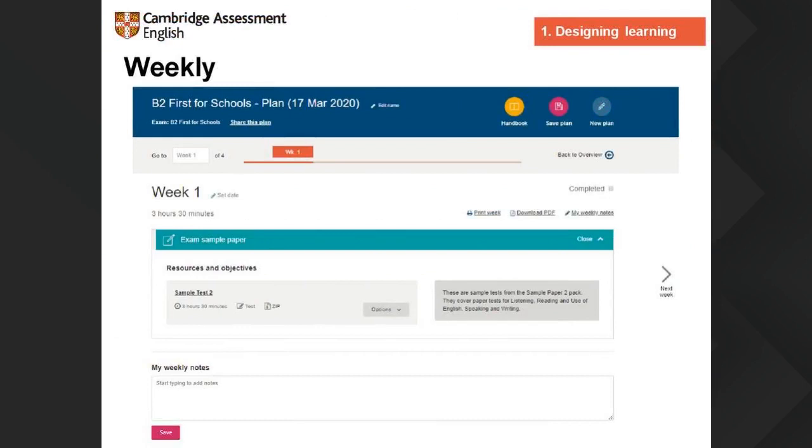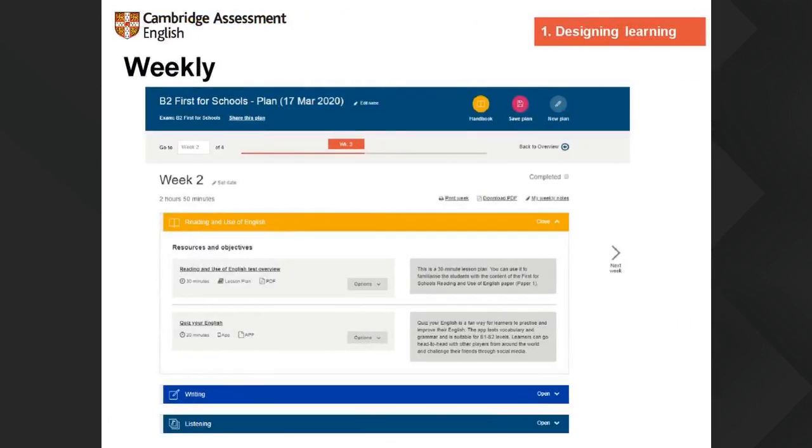And this is an example of week 1, where you will be able to download a sample test. And you can use it with your students if you're working at home and sending your students material online. You can send them the recordings for the listening with the listening task, and your students can do it. They can even check their answers because there is a key. And also for the writing.